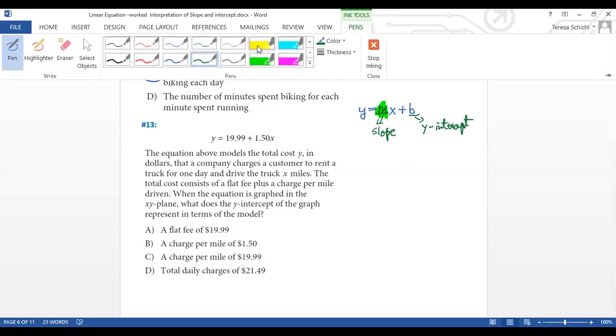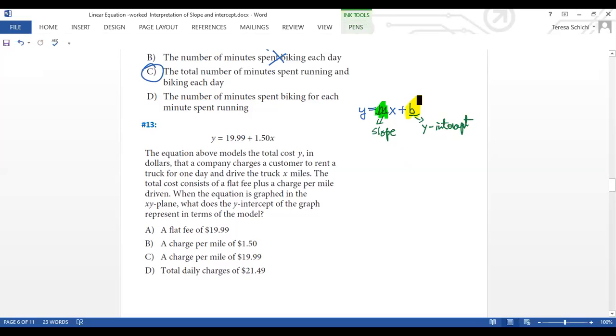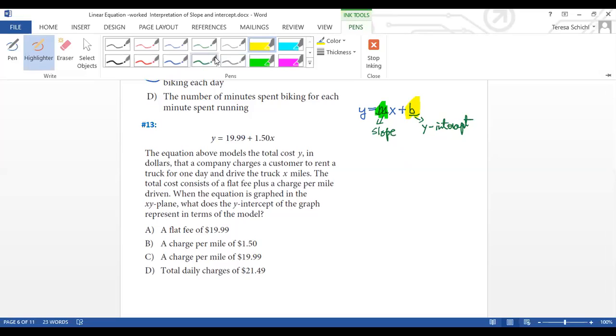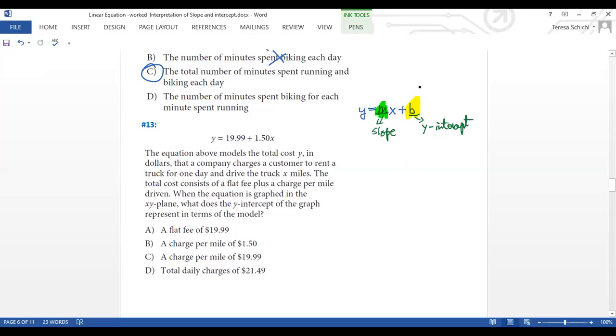The next thing is, this one here is also a very important number. This is the number we call the y-intercept. We know how to get the y-intercept mathematically: you set x equal to 0 and you can find the y-intercept. But in application-type problems, the y-intercept is typically the initial value.